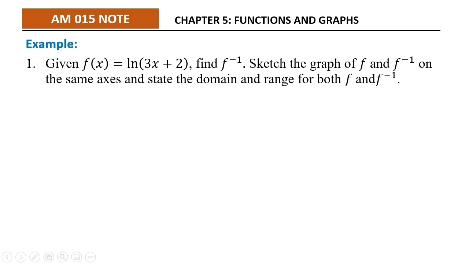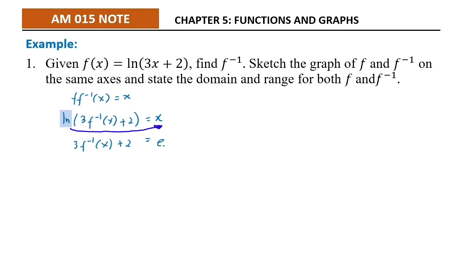To find f inverse, we use the same property: f of f inverse equals x. f is ln, so ln(3 f inverse of x plus 2) equals x. Then simplify: 3 f inverse of x plus 2 equals e to the power of x, moving ln to the other side as an exponential. Then f inverse equals (e to the power of x minus 2) over 3. So this is the inverse function.